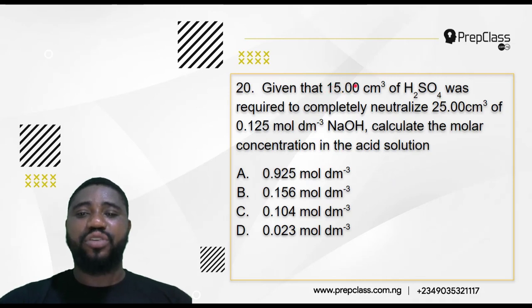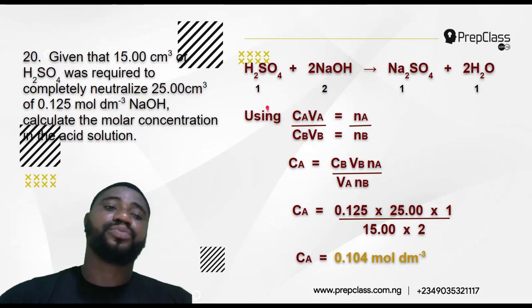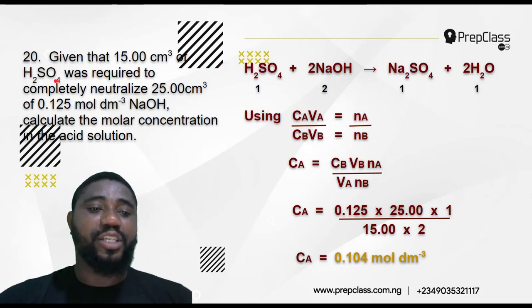20. Given that 15.0 cm³ of H2SO4 was required to completely neutralize 25 cm³ of 0.125 mol/dm³ NaOH, calculate the molar concentration of the acid solution. A is 0.925 mol/dm³, B is 0.156 mol/dm³, C is 0.104 mol/dm³, D is 0.023 mol/dm³. So, you remember that H2SO4 is reacting with NaOH.